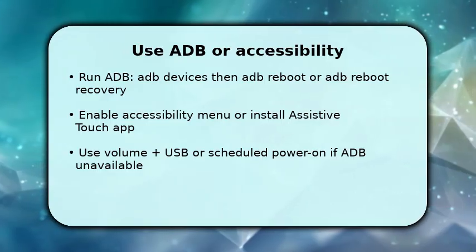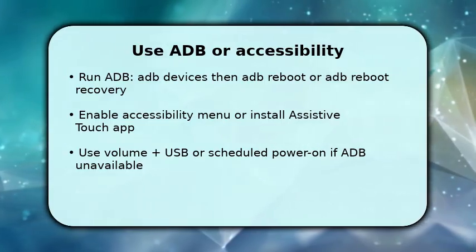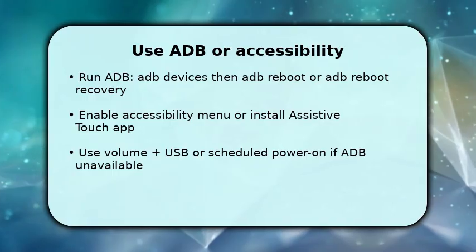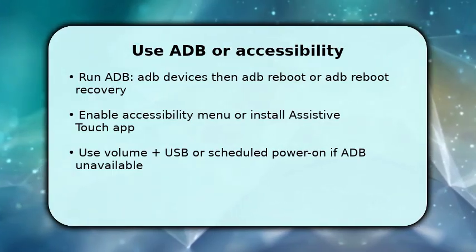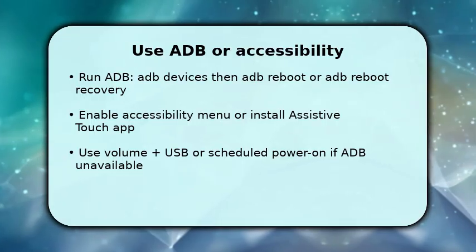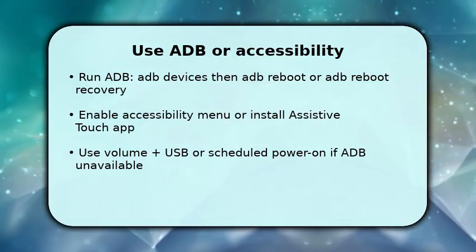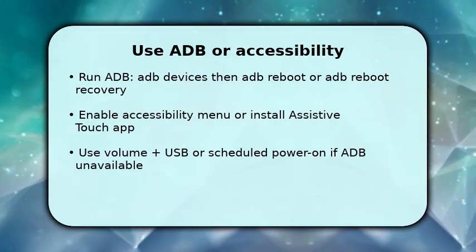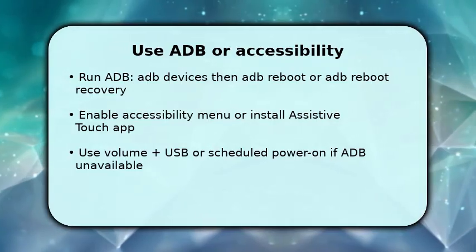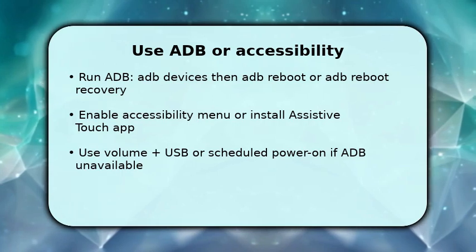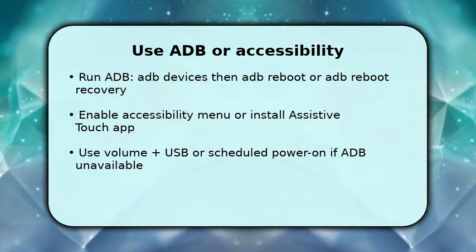If ADB is not an option, enable the accessibility menu or install an assistive touch-style app while you still have control, because they provide on-screen power controls. Alternatively, schedule an automatic power on or use a USB charge trick combined with volume key combos to force startup.